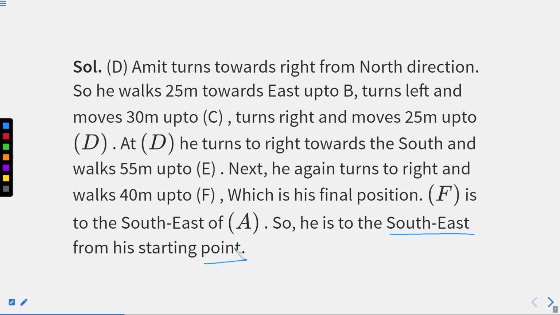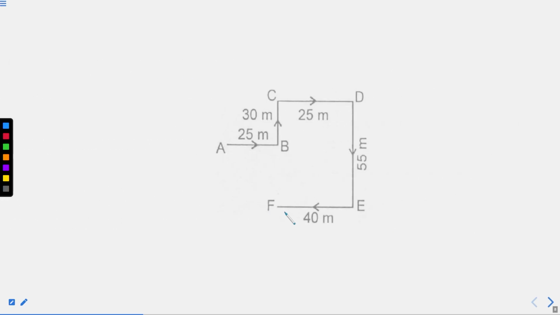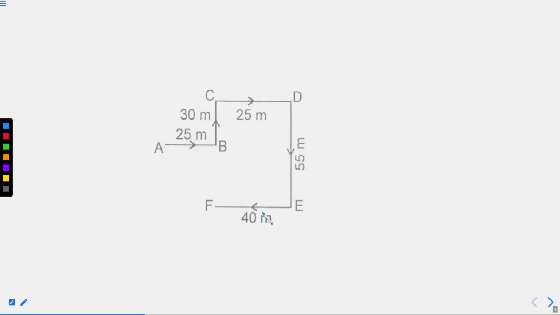Till now, what we are doing, we are following all the instructions given and we eventually get this diagram. And in this diagram as well, I have explained you point A, then 25 meters, then point B, then 30 meters in the northern direction, then point C, from point C 25 meters to point D, and from point D we moved to point E, that is 55 meters, and from point E we moved to point F, that is our final point, by moving a distance of 40 meters.